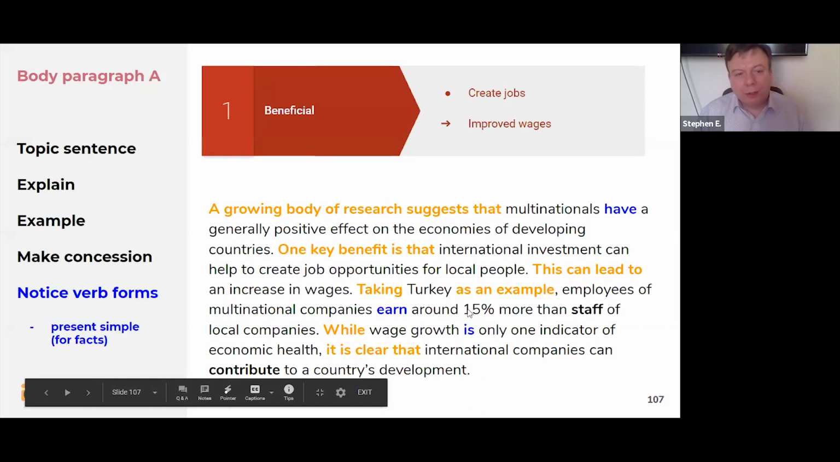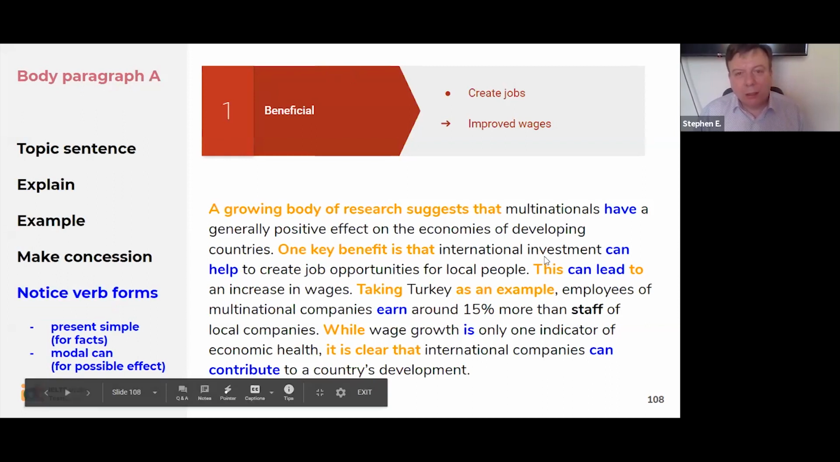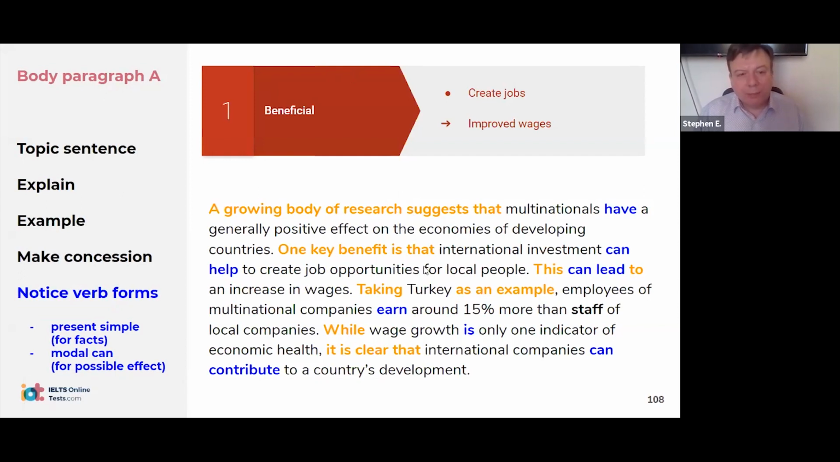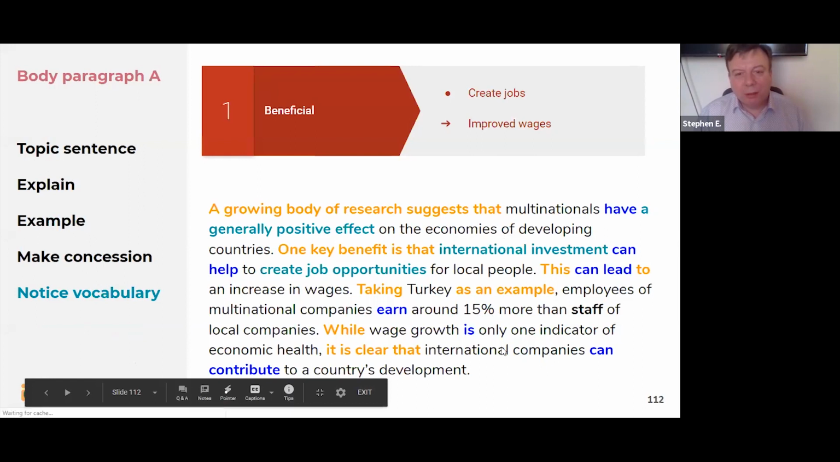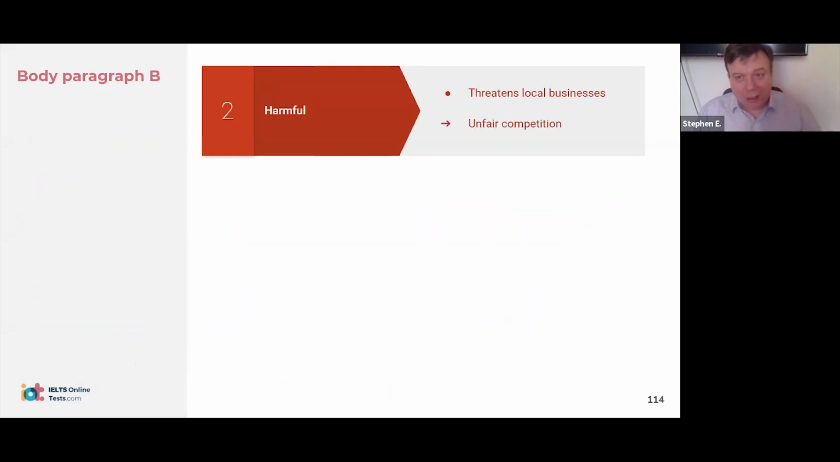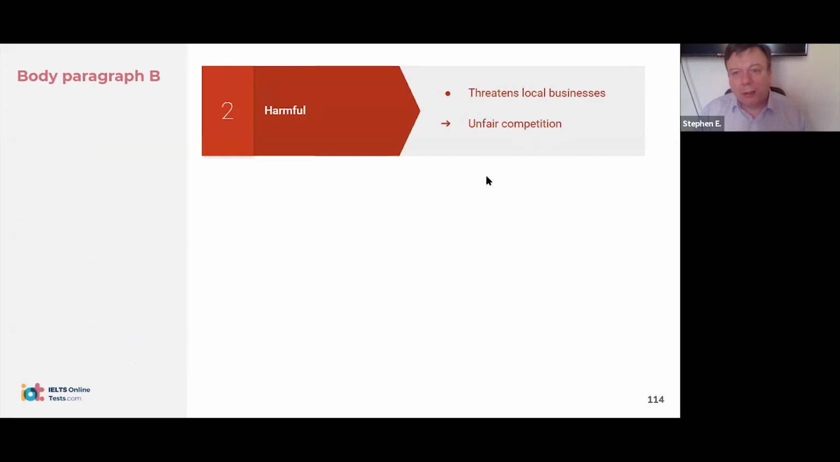And then look at the verb forms. So we've got present simple there for the facts. Earn is, okay. And then if we look at modals also for the possible effect, can help, yeah, can contribute, okay. So a good range of vocabulary there, some good collocations. So we'll have a look at those maybe at the end. So vocabulary, so a positive effect, and then international investment, job opportunities, economic health. So we've got some good collocations there.